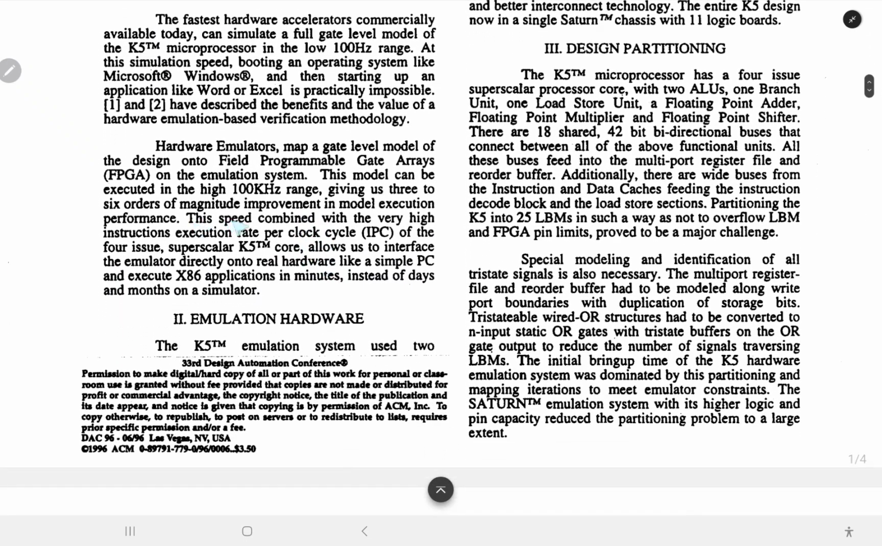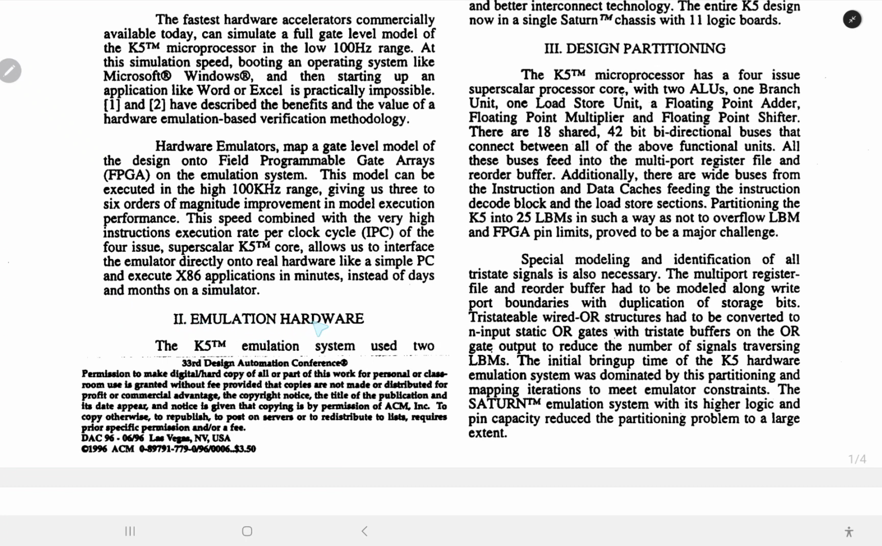This speed, combined with the very high instructions per clock cycle (IPC) execution rate of the 4-issue superscalar K5 TM core, allows us to interface the emulator directly onto real hardware like a simple PC and execute x86 applications in minutes, instead of days and months in a simulator.